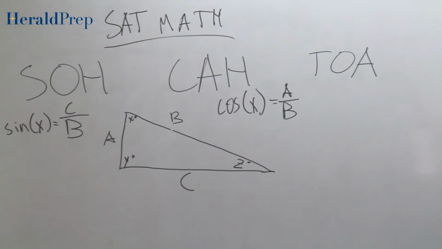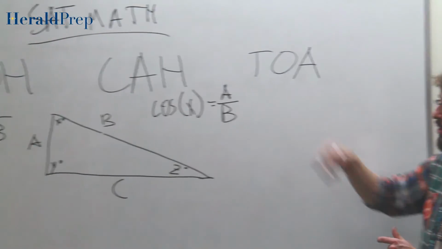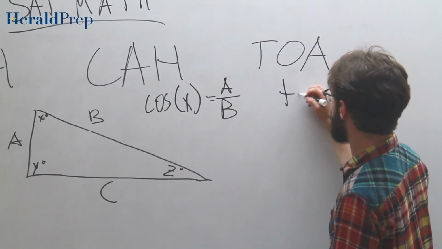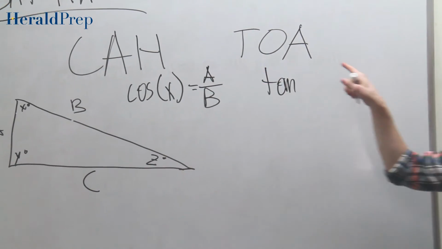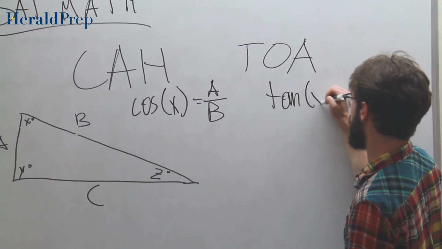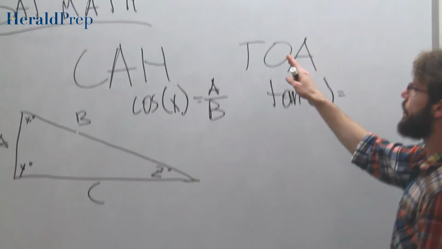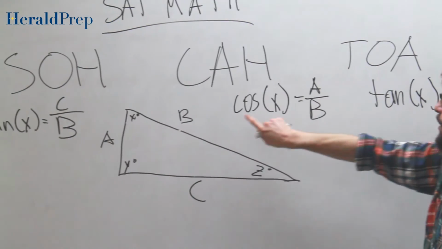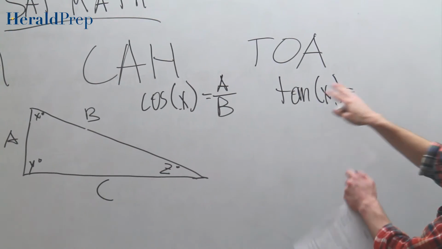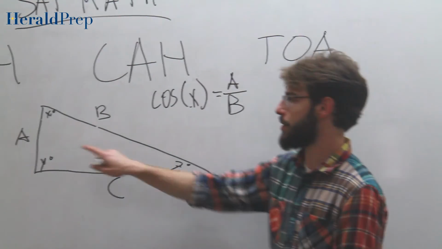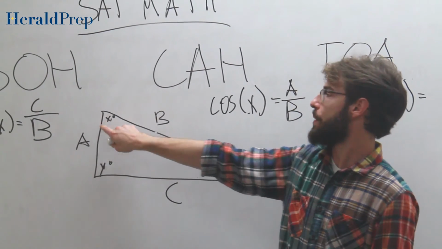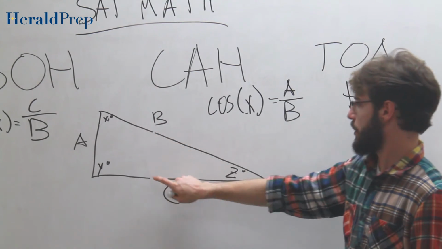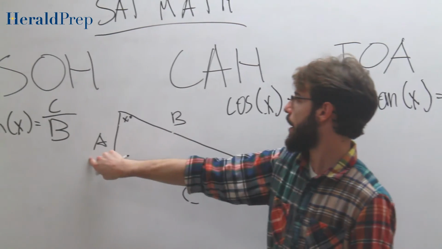Finally, we have our TOA, tangent. This is our last trig function. This one is unique because, as you can see, there's no H involved. We aren't using the hypotenuse at all. Instead, we're using opposite over adjacent. So we found our opposite here in sine, we found our adjacent here in cosine. Here we're finding the relationship between those two. So the tangent of angle X will be opposite C over adjacent A.